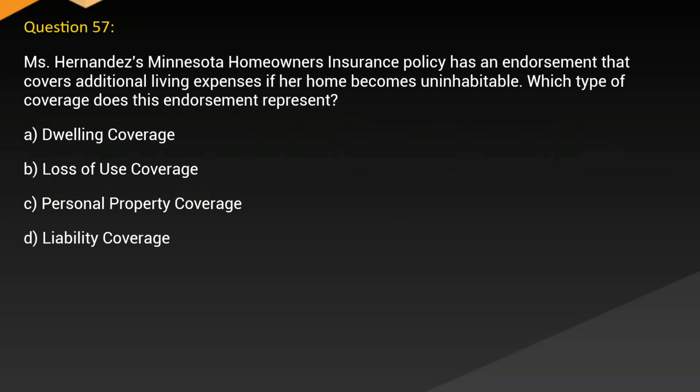Question 57. Ms. Hernandez's Minnesota homeowners insurance policy has an endorsement that covers additional living expenses if her home becomes uninhabitable. Which type of coverage does this endorsement represent? A. Dwelling coverage. B. Loss of use coverage. C. Personal property coverage. D. Liability coverage.